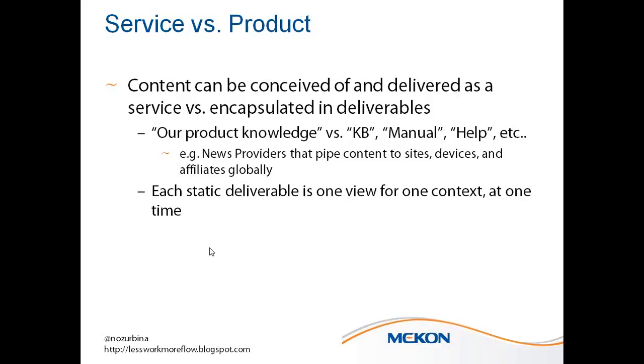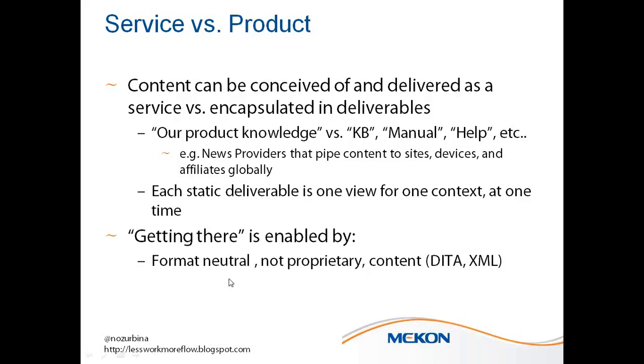You don't lose the manual. You don't lose the help. Each static deliverable is one view for one context at one time. So if you ever needed to generate a PDF, a print manual, push off an online help to go, to disconnect from the network, all those are still possible. But we're looking at the content abstracted from them so we can deliver it to the user as they want it, in the format they want it. And this is enabled by this format-neutral, not proprietary content in things like DITA and XML.